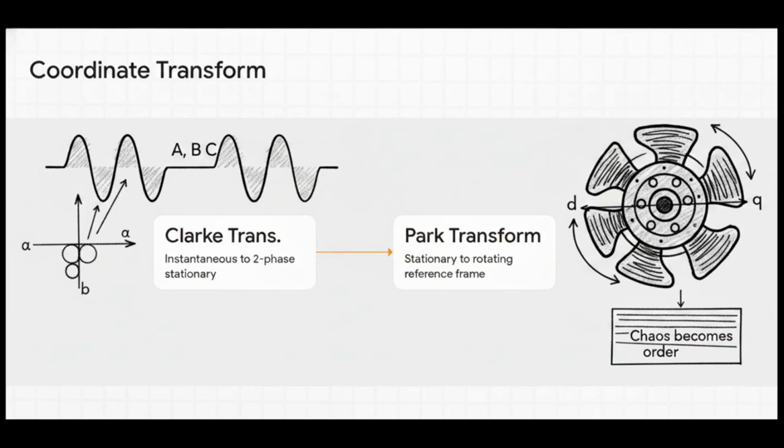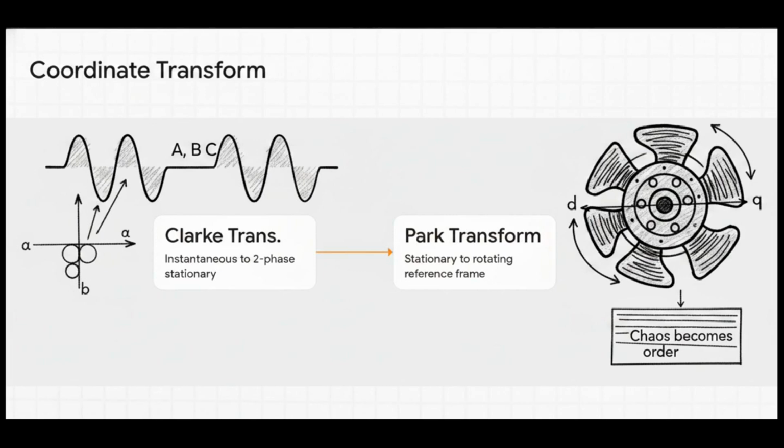Step 1 is the Clarke transformation. This takes our three-phase sinusoidal system, so phases A, B, and C, and projects them down into a two-phase stationary system, which we call alpha and beta. It just simplifies the geometry right off the bat.